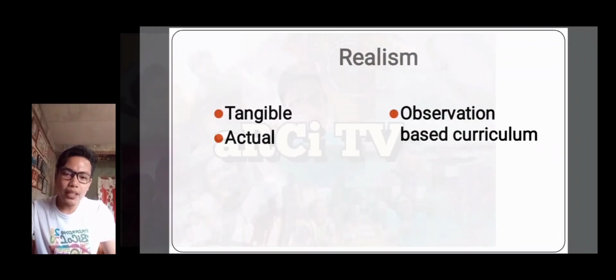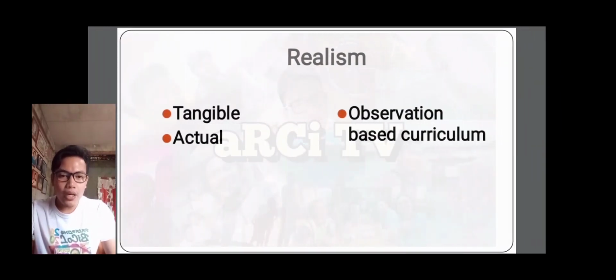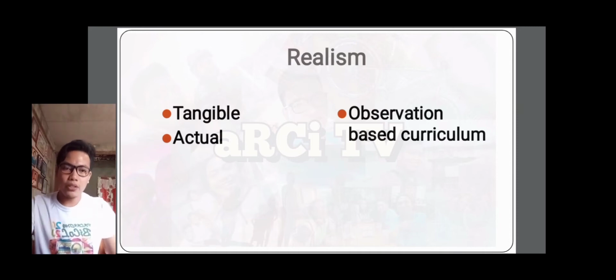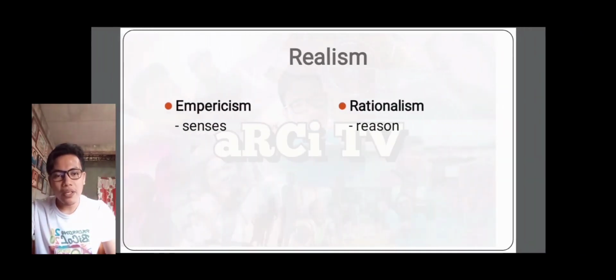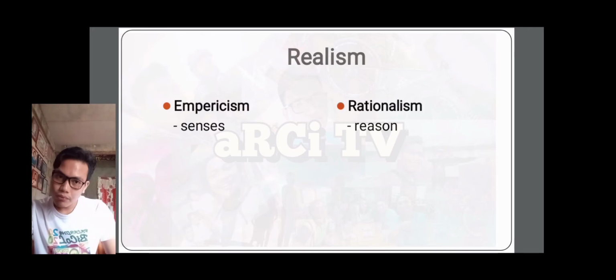Now, the next one is realism. Pag sinabing realism, yung tangible or nahahawakan or actual, and it's based on the observation or observation-based curriculum. So, from the word itself, real. By the way, sa realism pala, meron tayong two kinds of realism. We have empiricism, which is about senses, and rationalism, which is about reason. Yung keyword natin sa rationalism and empiricism, senses yung ating keywords.